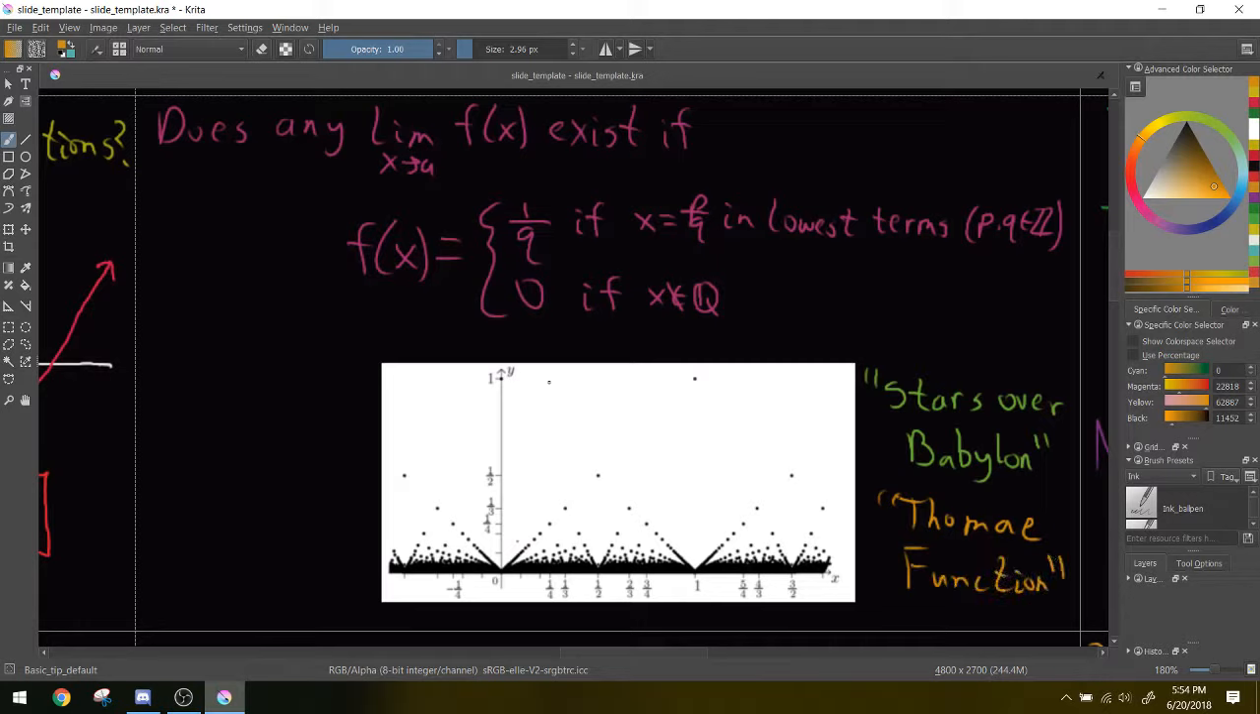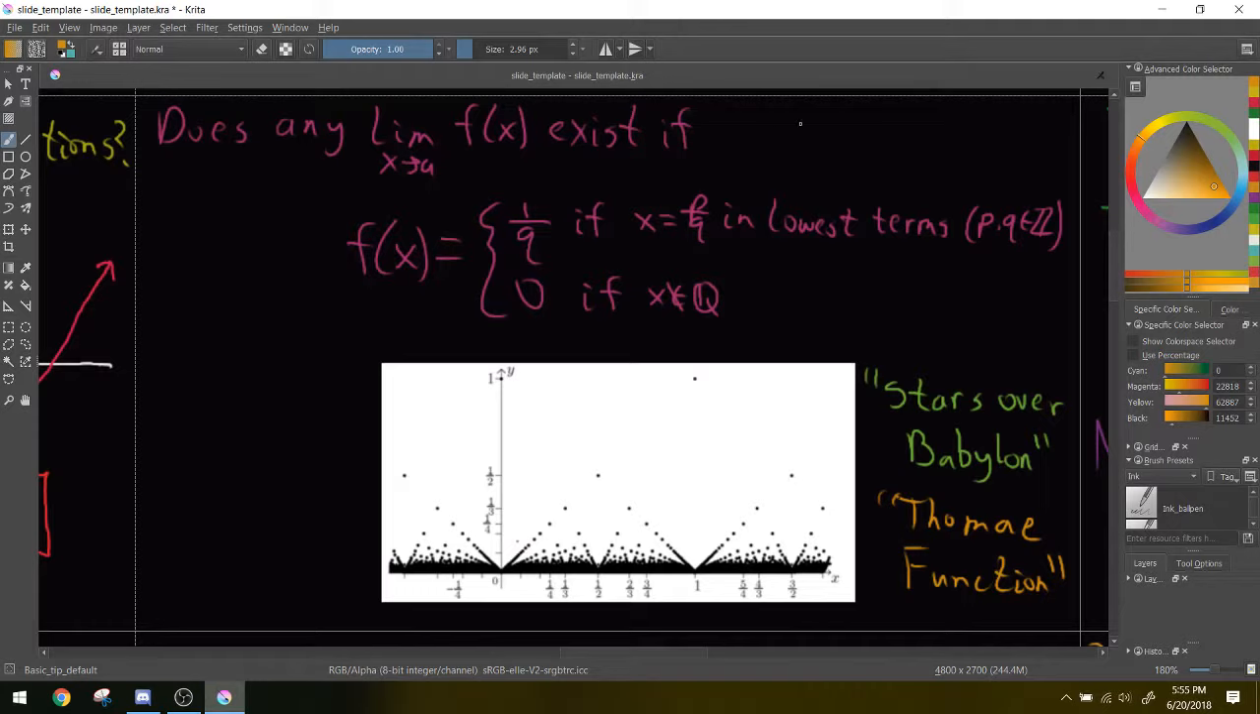Hell if I know. Alright, so I should explain what this function does. The bottom part is the same as before. If it's irrational, the function outputs 0. The rule is more complicated if the input is rational. If I hand you any rational number, we know that number can be written as p over q, where p and q are integers. So here's the rule. I hand you a rational, you write it as p over q, you simplify, put it in lowest terms, so if it's like 4 over 2, you have to simplify that to 2 over 1. When you're all done simplifying, take whatever the denominator is, and then output 1 over that denominator.